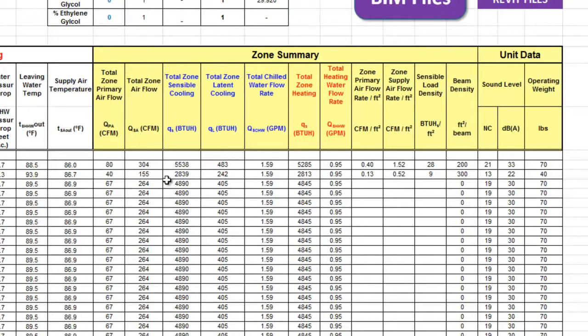The final section is where we incorporate the unit data. The unit data displays both NC level and dBA and provides the operating weight of the product when it's in use.